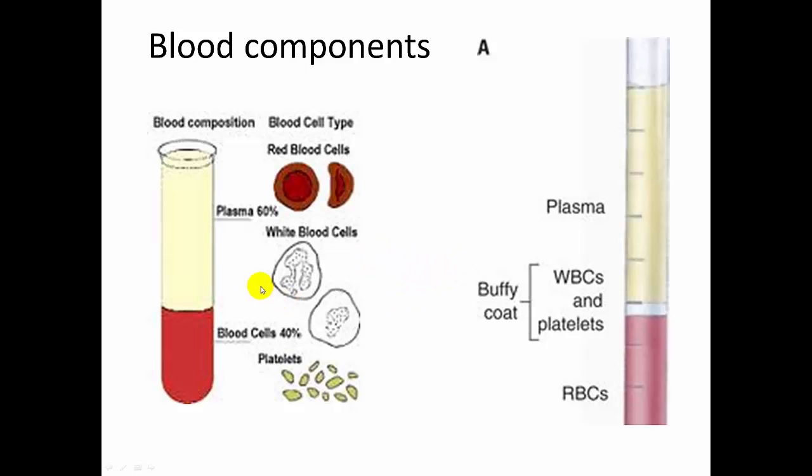But what this is showing is that if I allow the cells of the blood to settle in a tube of blood, then the red blood cells are heavier and they fall to the bottom. And then the white blood cells and the platelets kind of float on top of that. And then the plasma, which has proteins and fluid in it, makes up the rest.